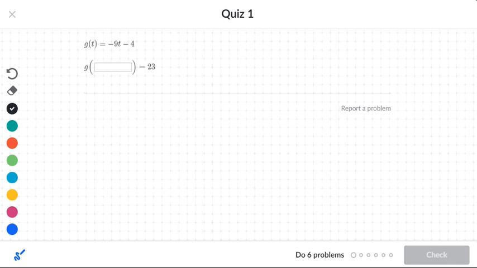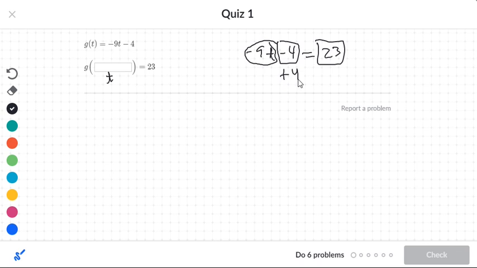Okay, so we have the following problem. We have g of t is equal to negative 9t minus 4. And then below it we have g of blank is equal to 23. Well, you can think of this as g of t. So we could take these two parts and bring them together. So you can say negative 9t minus 4 is equal to 23. Circle your letter and box your numbers.